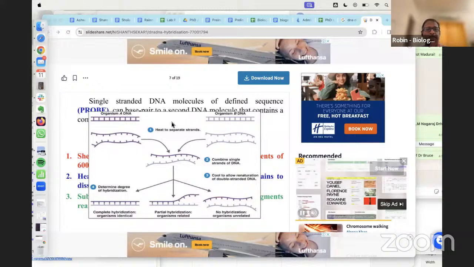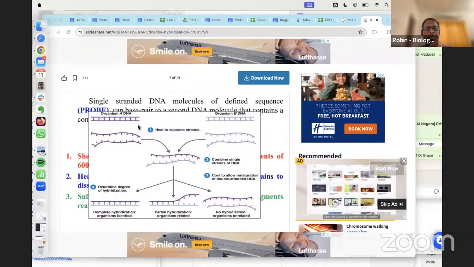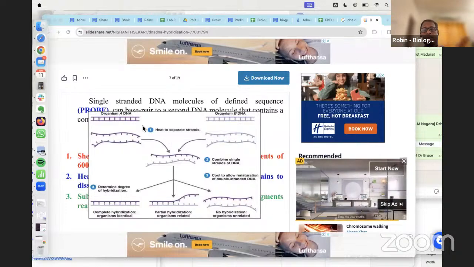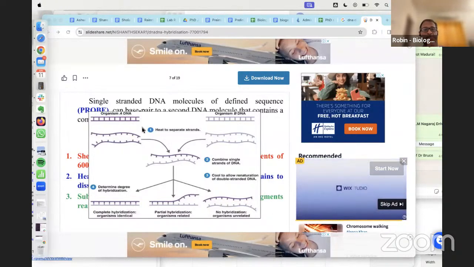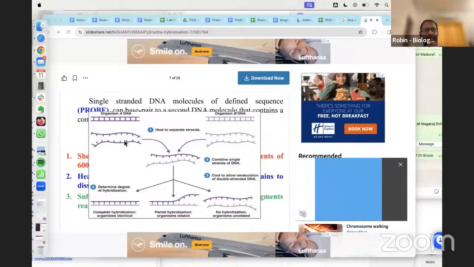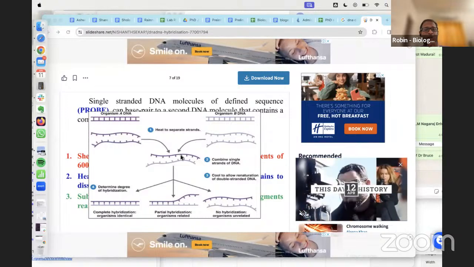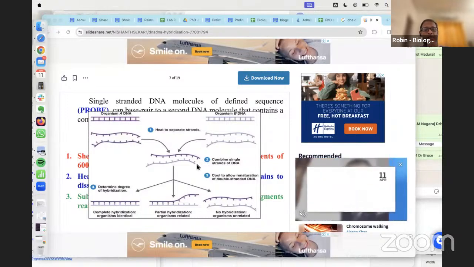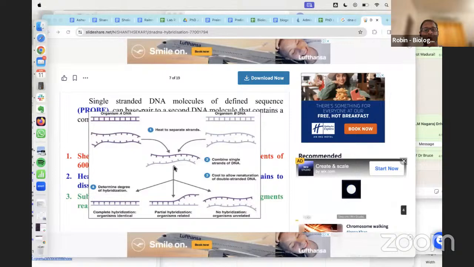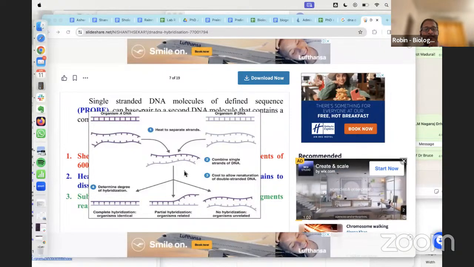I have something that I'll share on screen. So you have the DNA. This is from some random thing that I just found, so pardon all the background ads and everything. But this is what happens. Basically, you have the two different strands of DNA, and that is what is hybridizing.